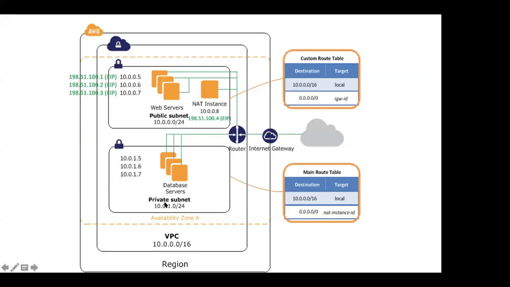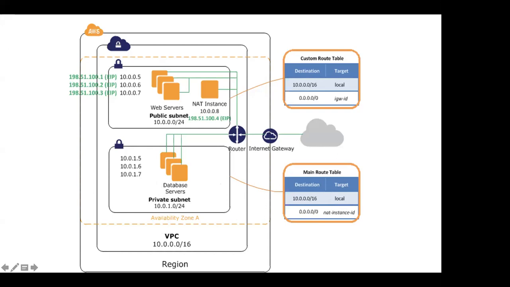Now let's come to the bottom portion. In the bottom portion, I have a private subnet of 10.0.1.0/24. Assume database servers are there, and I have three database servers: 10.0.1.5, 10.0.1.6, 10.0.1.7. Now remember, they don't have a public IP address. They don't have this green IP address here, because they're not in a public subnet. Why are they not in a public subnet? Because they don't have a route that says 0.0.0.0/0 which goes to the internet gateway.